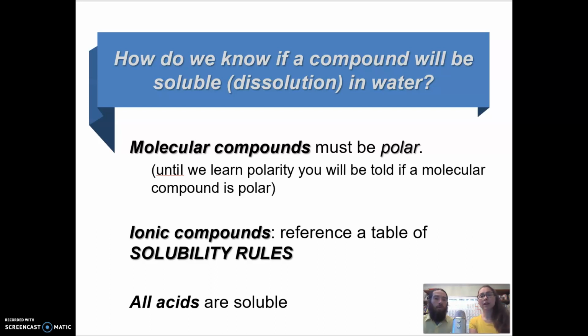How would we know if a compound is soluble or not? So you're on an exam, you have to know if you have to put the little aq or if you have to put the little s, which means solid. And how do you differentiate that? If it's a molecular compound, like the sugar that we just mentioned, so it was made up of all nonmetals, molecular compound, it must be polar in order to dissolve in water.